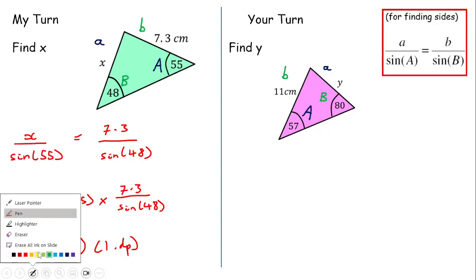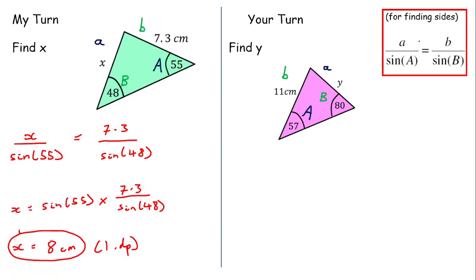And then once you've got that, you're good to go and plug into your formula. So we've got A, which in this case is y, that's what we're trying to find. So y over sine of the angle A. Angle A is 57, so sine 57 is equal to B. B is 11, so 11 over sine of the angle capital B, which is 80.